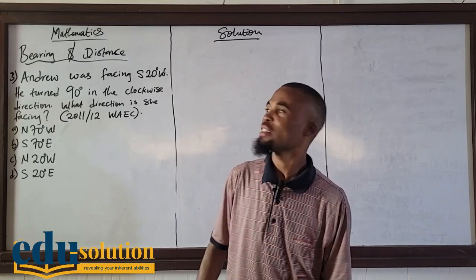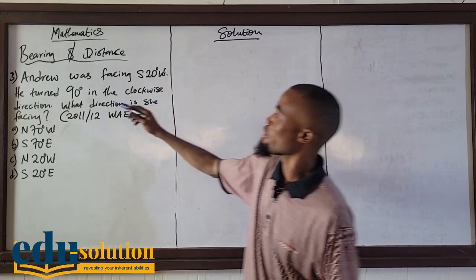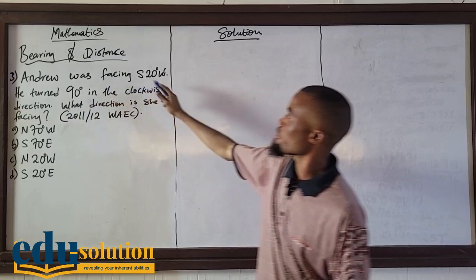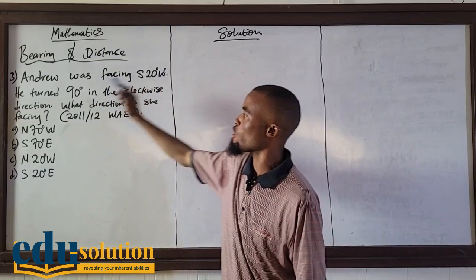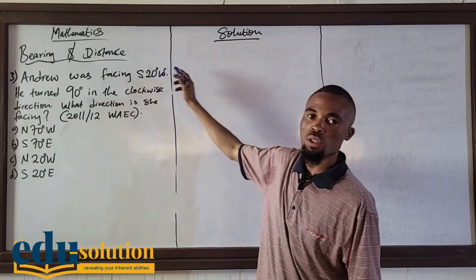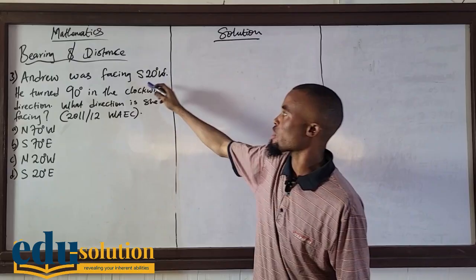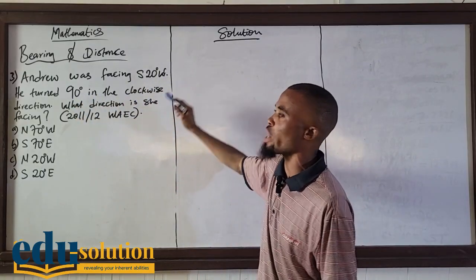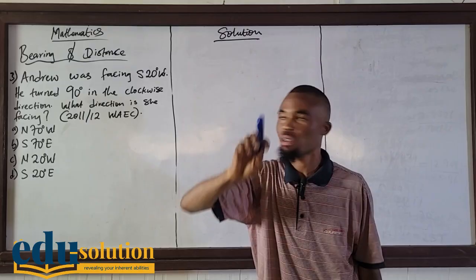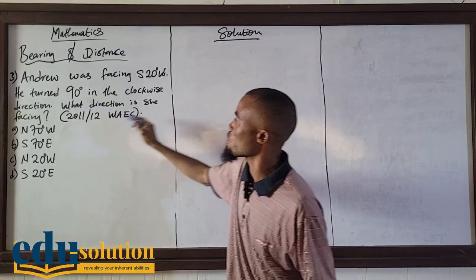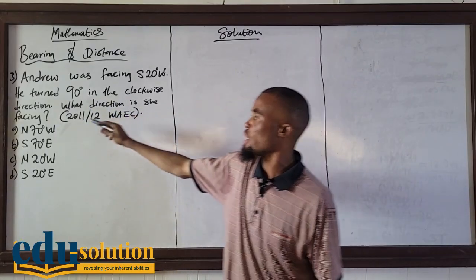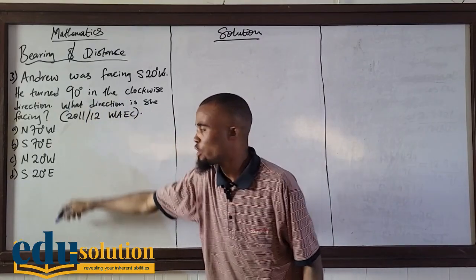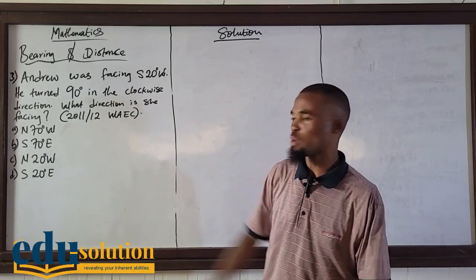This is another question again. So check it out. Andrew was facing south 20 degrees west. You can see they are introducing the compass bearing south 20 degrees west. He turned 90 degrees in the clockwise direction. That is the way a clock moves. What direction is he facing? This is a WAEC question, 2011 question number 12, objective. The options are here. So let's solve, and we'll know which one is correct among them.